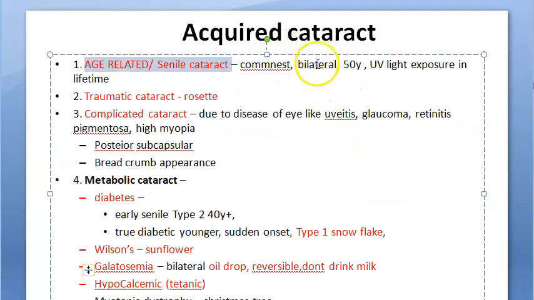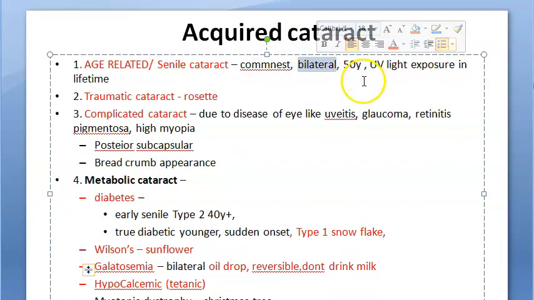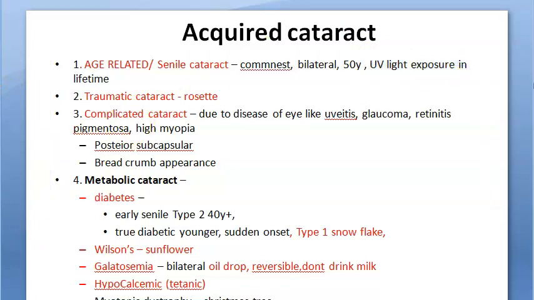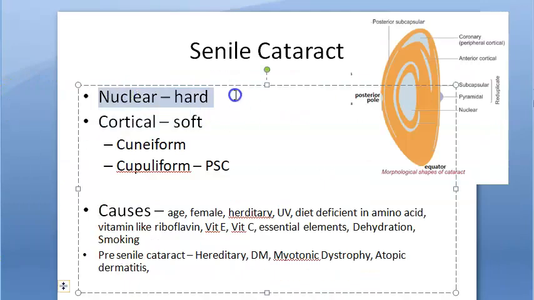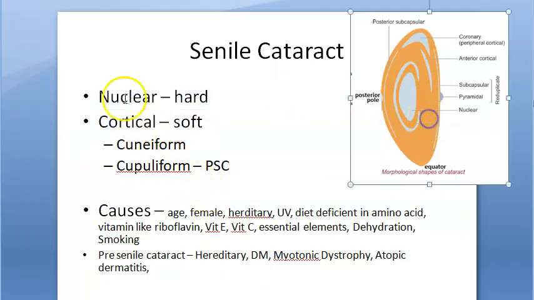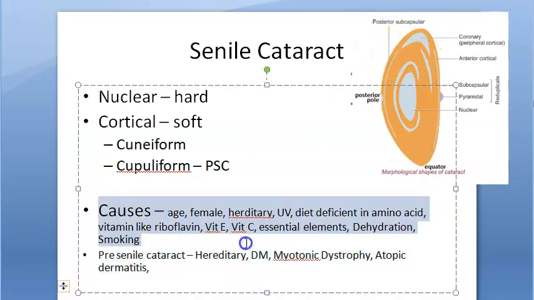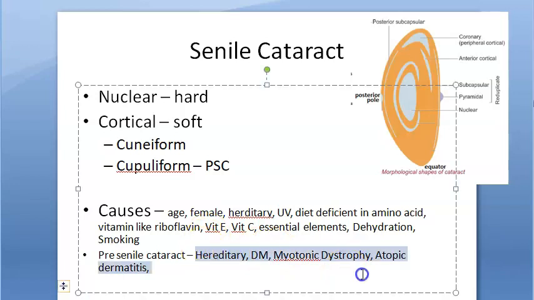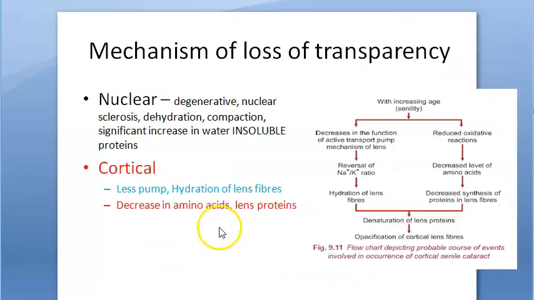This is the commonest. It is usually bilateral, but one eye can develop before the other. It occurs at 50 years plus, usually in females. UV light exposure can cause this. So senile cataract can be nuclear or hard, cortical or soft. Nuclear means the nucleus is affected, cortical means the cortex is affected. The causes we have listed here. Pre-senile cataract, some causative reasons are written here.